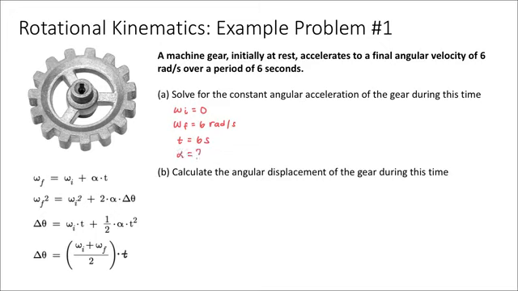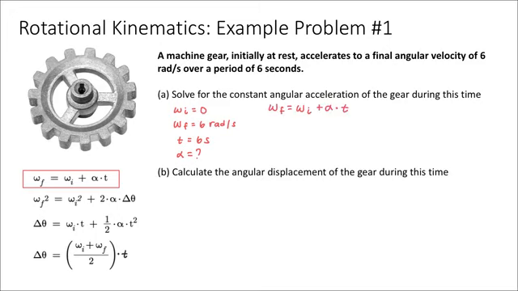Given that I have the initial and final angular velocities and the time, which kinematic equation do you think we should use to solve for alpha, the angular acceleration? If you said this equation, I would agree. We know 3 of the 4 variables in this equation, just leaving us alpha to solve for. I'll go ahead and rearrange this equation for alpha before plugging in any values.